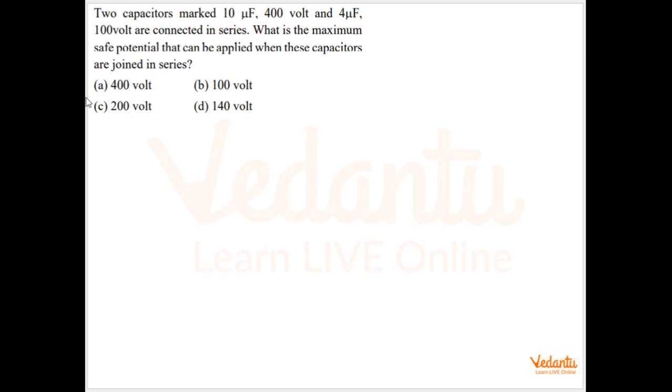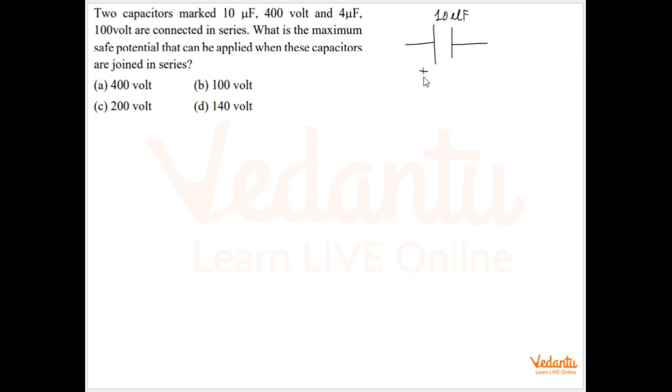In this question, my dear bachcha log, 2 capacitors marked 10 microfarad 400 volt and 4 microfarad 100 volt are connected in series. What is the maximum safe potential that can be applied when these capacitors are joined in series? When these capacitors are joined in series, what is the maximum safe potential that can be attained?